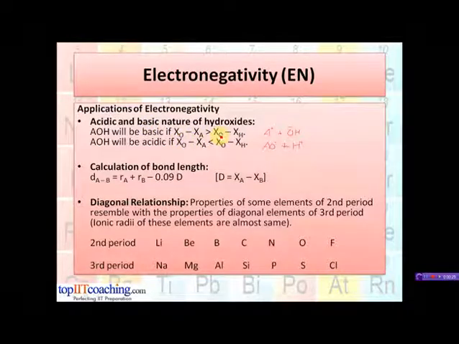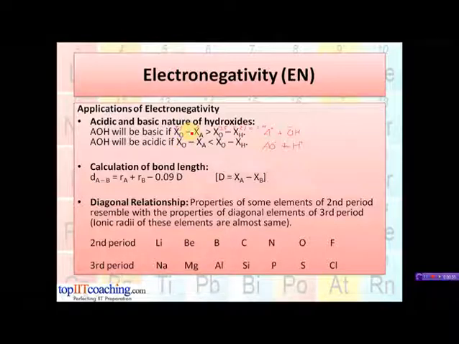Now we know that the electronegativity of oxygen is 3.5 and that of hydrogen is 2.1. So this difference is equal to 3.5 minus 2.1, which is equal to 1.4. Now XO is the electronegativity of oxygen and XA is the electronegativity of element A.